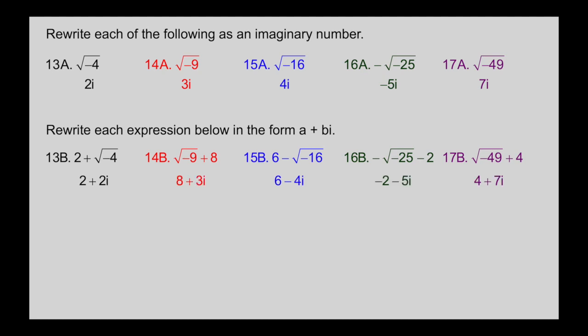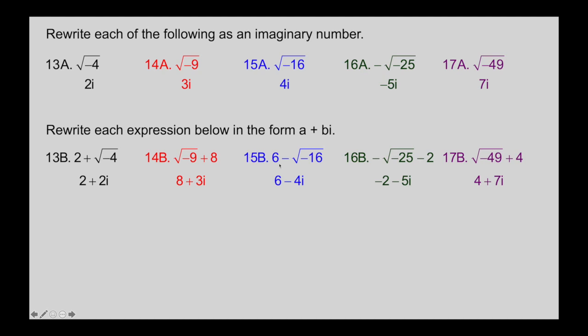And here is what we should be getting for those answers. For 14B, the square root of -9 we saw up here is going to be 3i. So I would get 3i plus 8. But again, they have to go in this order where it's the real part first and the imaginary part second. So I had to flip those around.